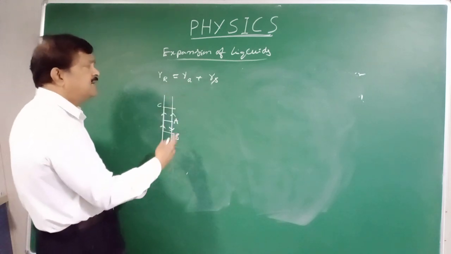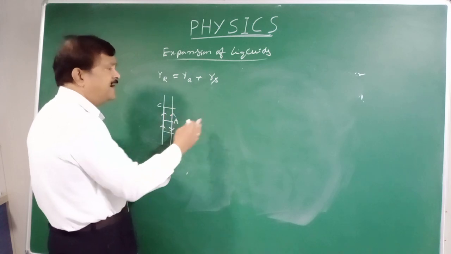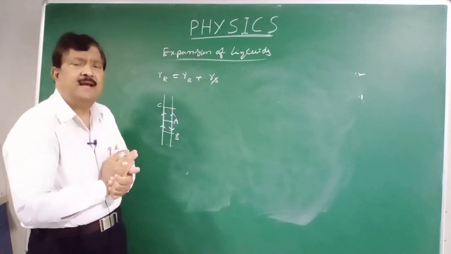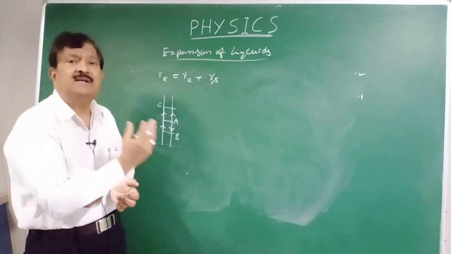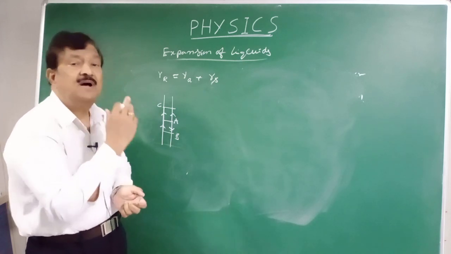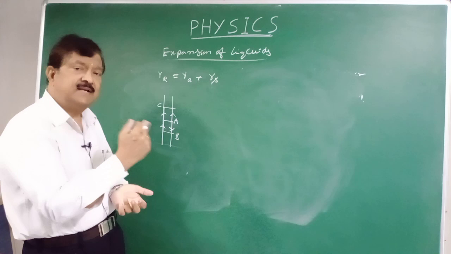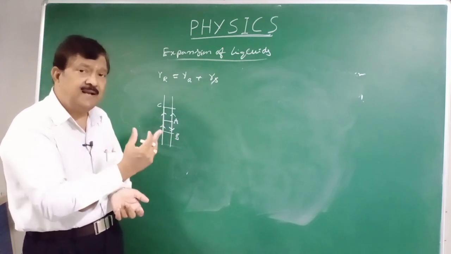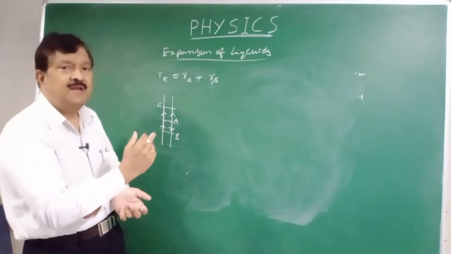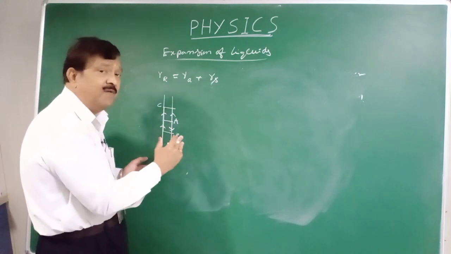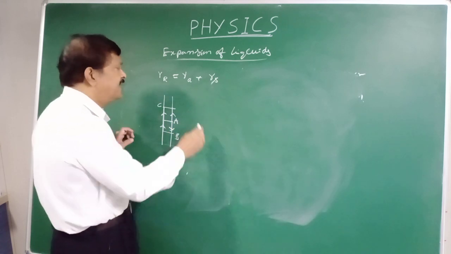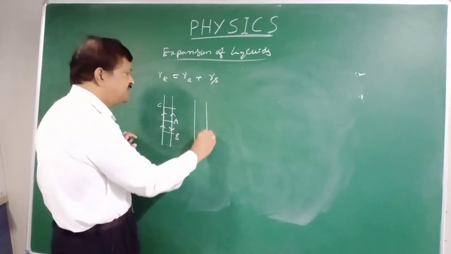Now let us consider a case where there is a possibility that there is a container made up of a material which contracts on heating. There are certain metals. The best example is type metal. Type metal is a metal which contracts on heating.